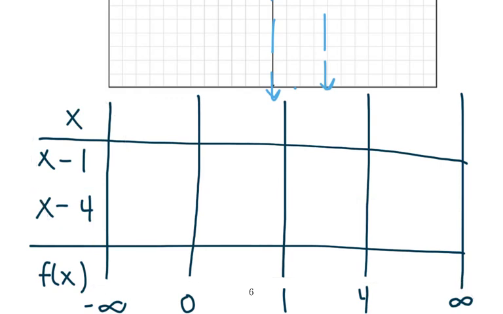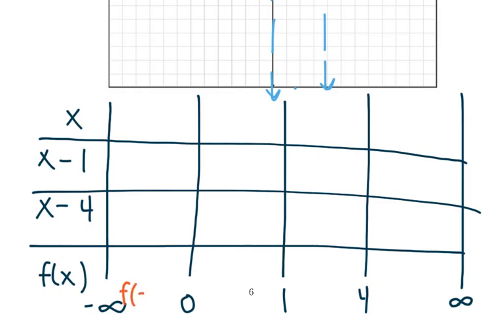Okay, and now what we're going to do is go through step by step, each interval one at a time, and plug in numbers to see if the function is positive or negative, above or below the x-axis. So a number between negative infinity and 0, I'm just going to go with -2. You could do -100, -1, -0.5, doesn't matter. -2 is negative, -2 minus 1 is negative, -2 minus 4 is negative. Well, a negative times a negative times a negative is a negative. So we know that from negative infinity to 0, our function is below the x-axis.